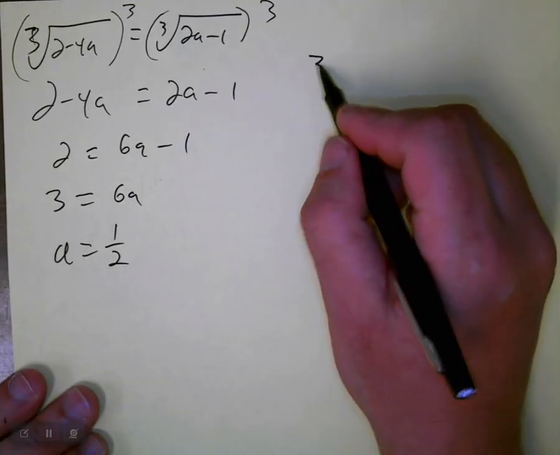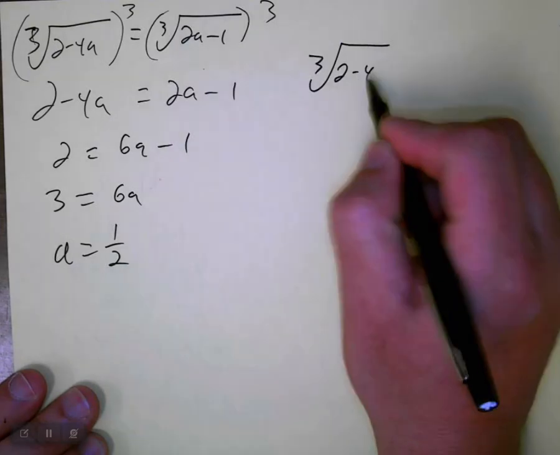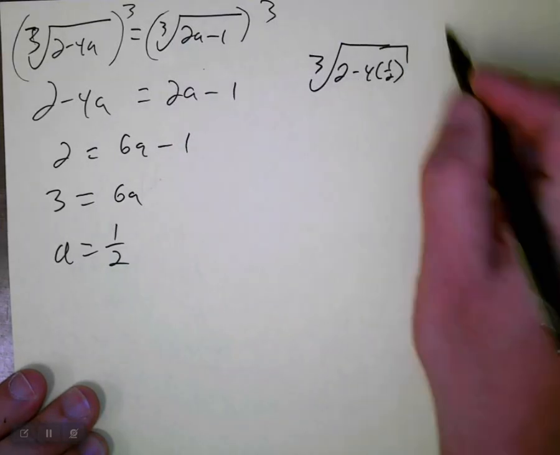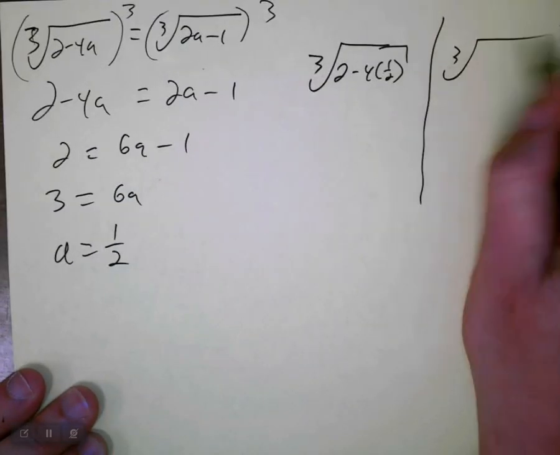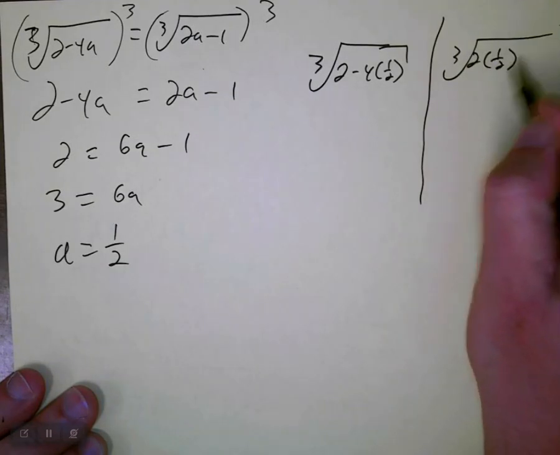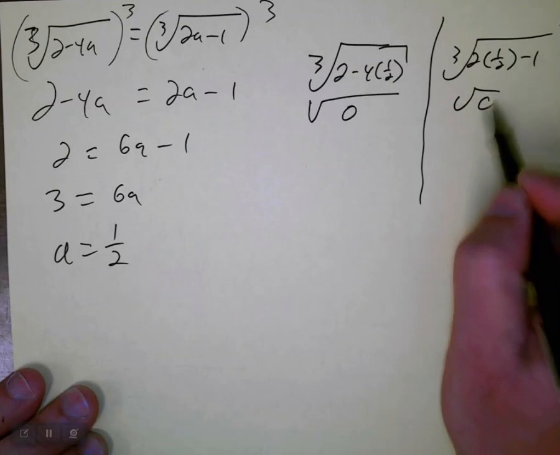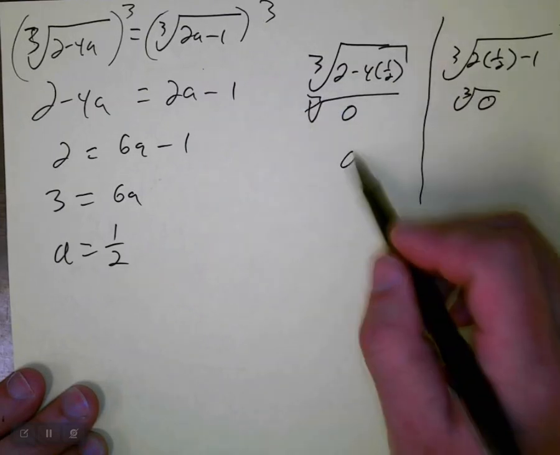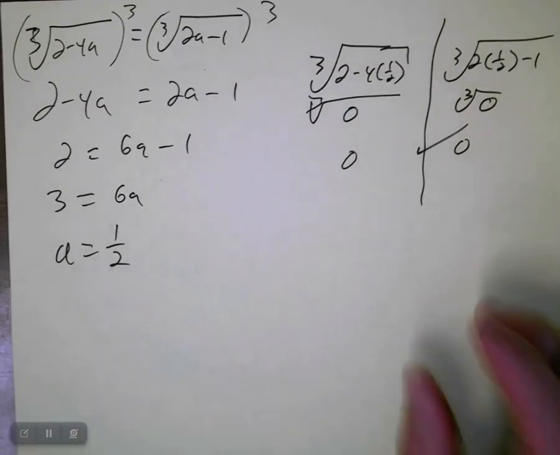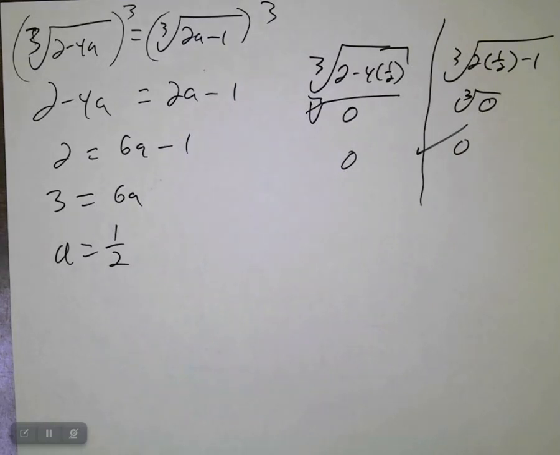What's important here is that you go back and you plug it in. So we'll do the cube root of 2 minus 4 times a half. Is it the same as the cube root of 2 times a half minus 1? Well, I believe this gets me 0, and this gets me 0. So 0 equals 0. It's good to go. So there's that one right there.